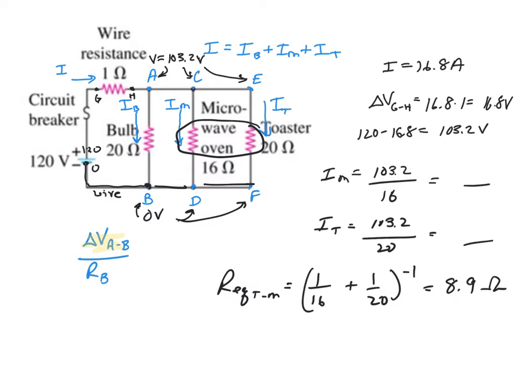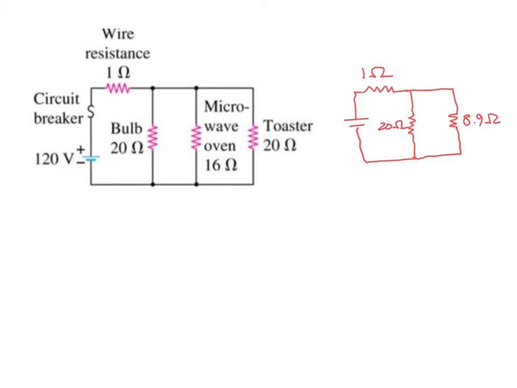Okay, so now here's how we proceed. Let me go to the next page. It's as if we had a new circuit that had the 1 ohm from the wire, the 20 ohms from the bulb, and then I've combined the microwave and the toaster into a single resistor of 8.9 ohms. All right, so I've got this 16.8 coming in here.